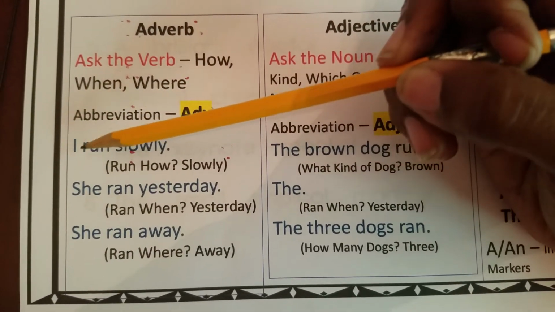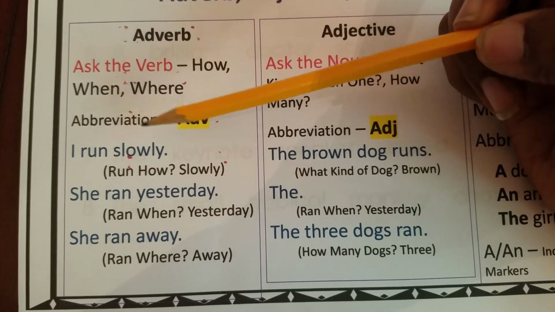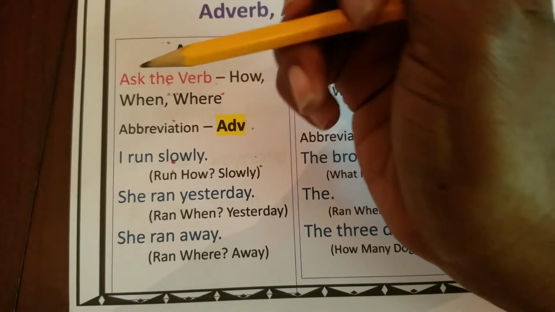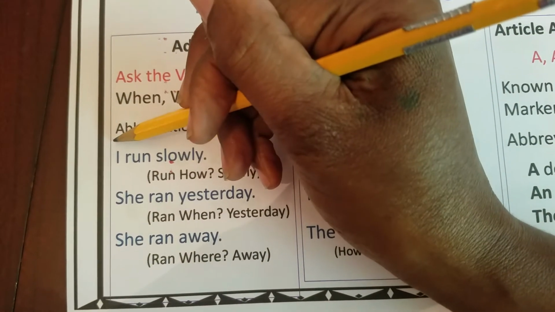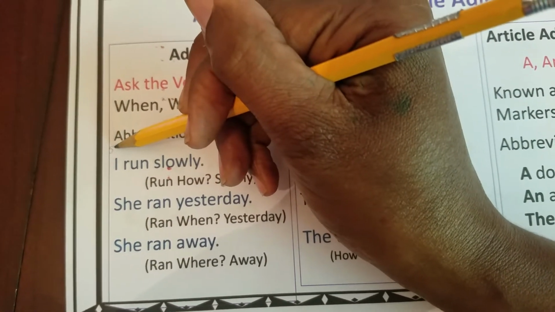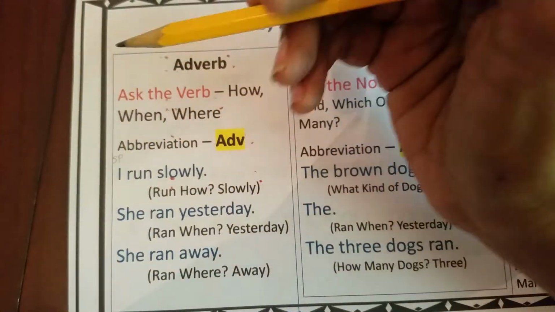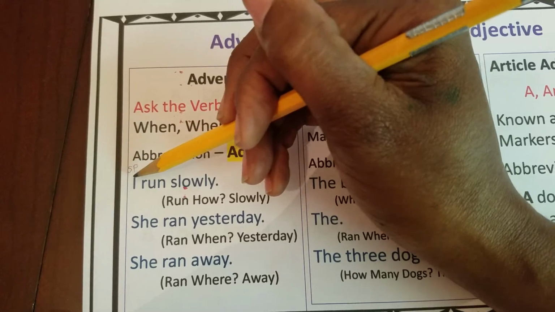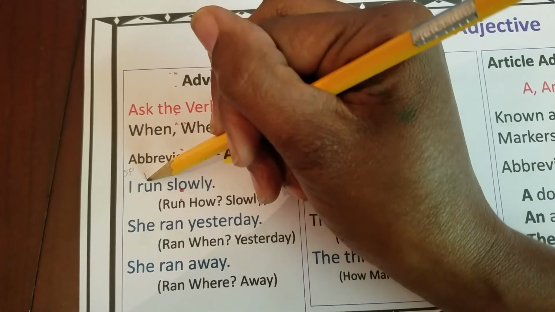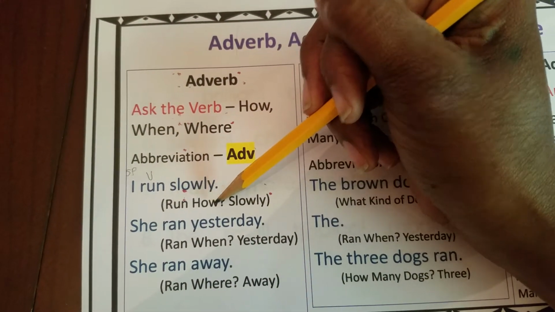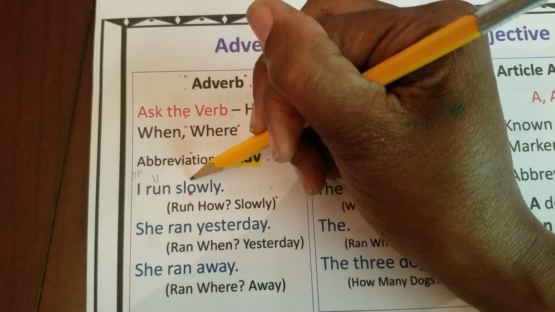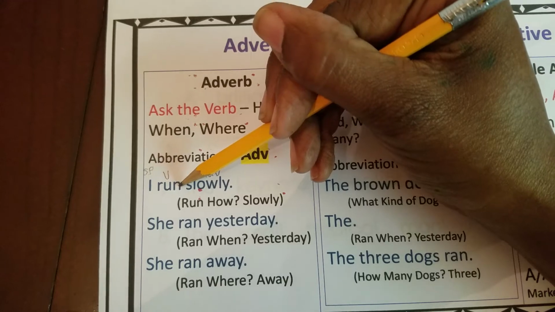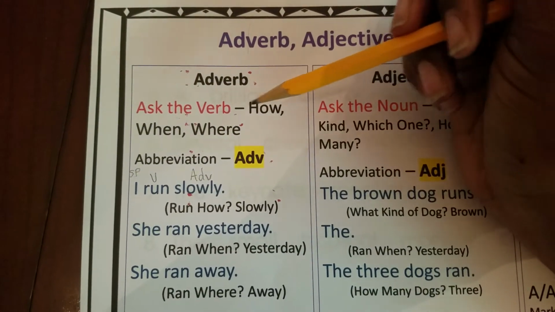So in our first sample sentence, "I run slowly." Who runs slowly? I, and this is actually, you will get to this later, a subject pronoun. I run. What's being said about I? I run. Verb. Run how? Slowly. Adverb, because it's asking the verb run how?